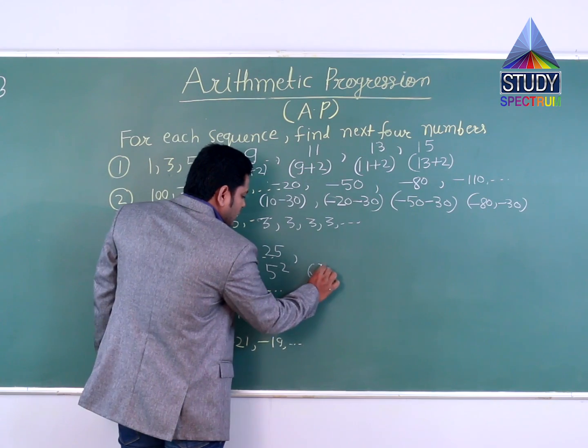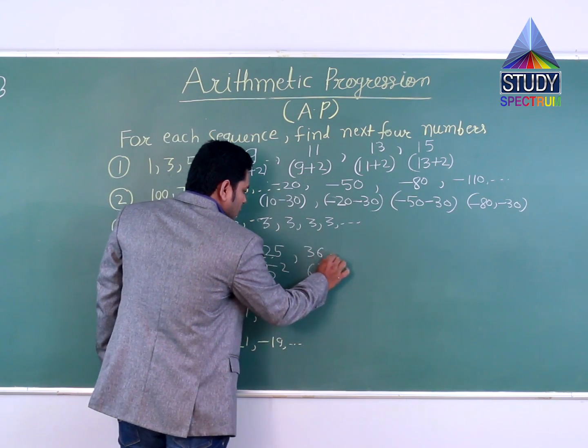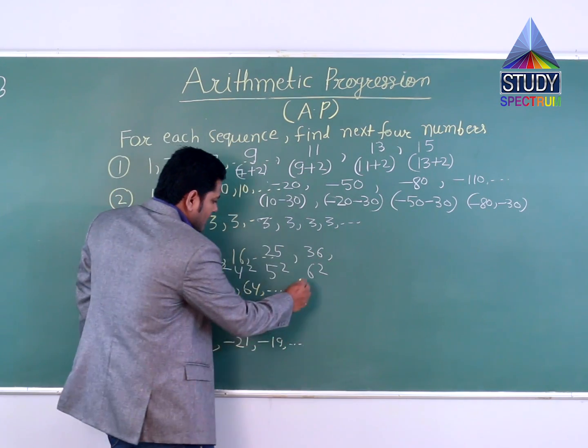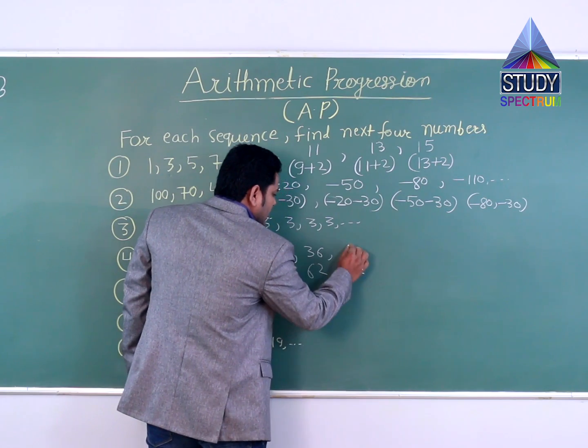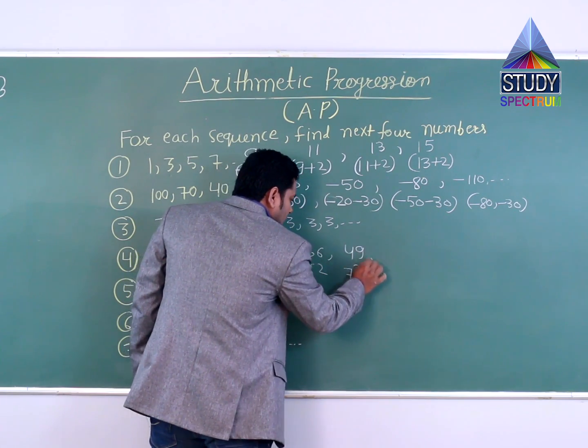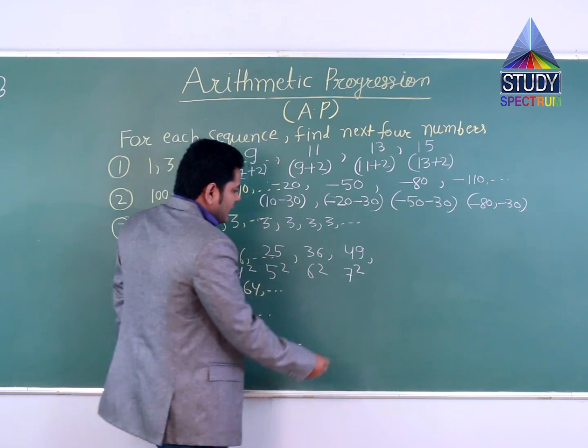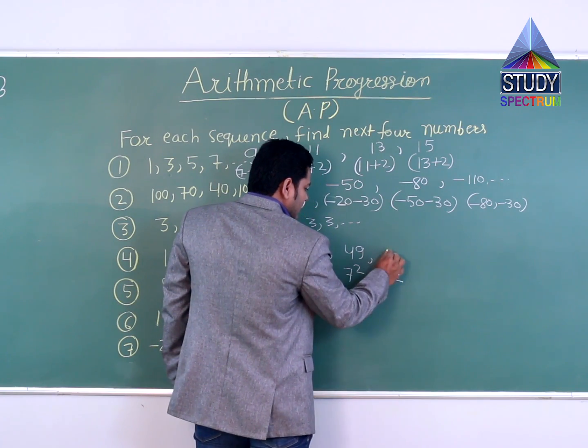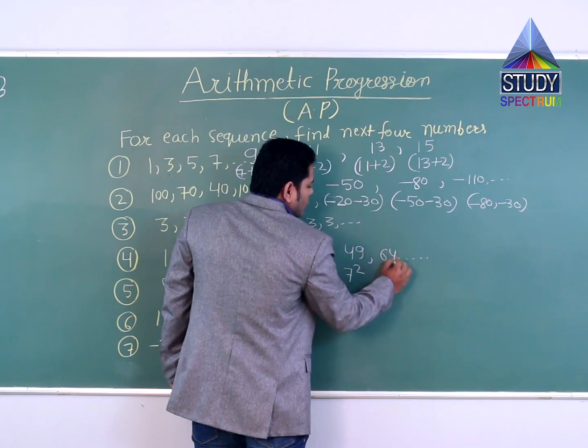The next number will be 6 square, so 36. What will be the next number? 7 square, so the next number will be 49. And what will be the next one? 8 square, so it will be 64, and so on.